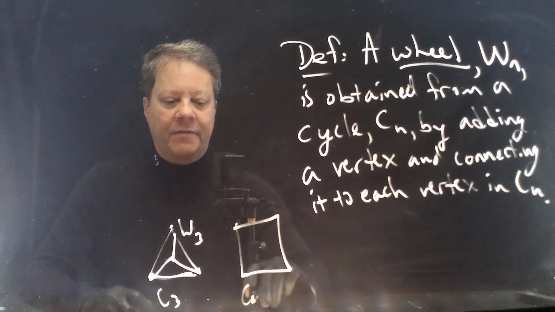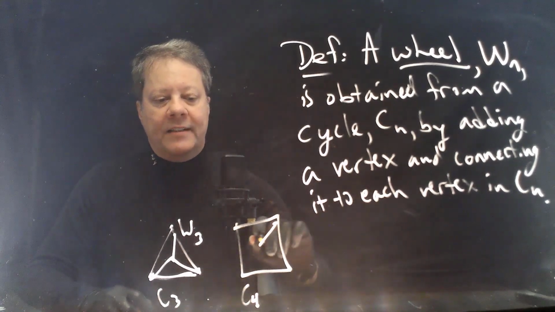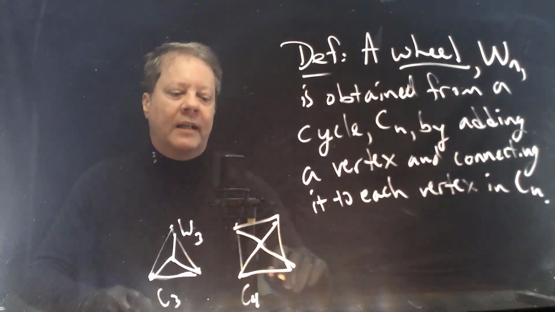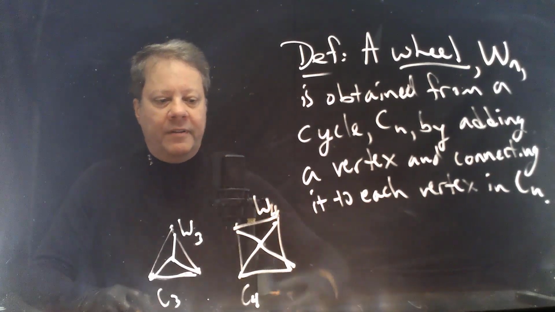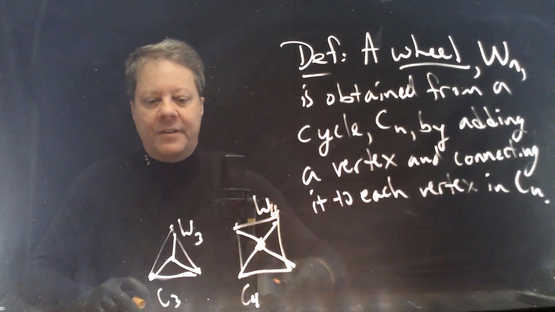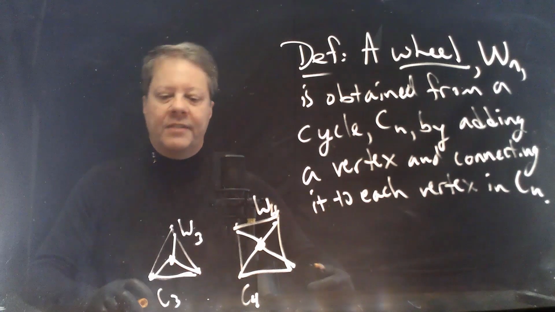Here I have C4. If I add one vertex and connect that to each of the others, I get the wheel with 4. It actually has 5 vertices. This actually has 4 vertices for the wheel.